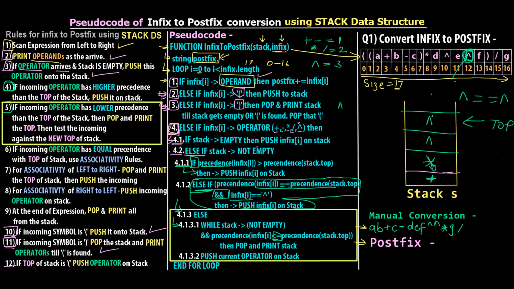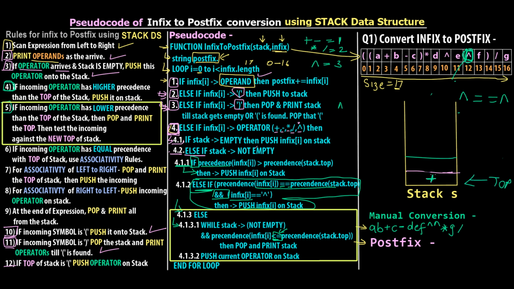If incoming operator has lower precedence than top of the stack, then pop and print the top. And if you see, rule number 5 states that if the operator has lower precedence, but in our rule number 4.2.3.1, we also cover the equal to precedence. So let's take an example.